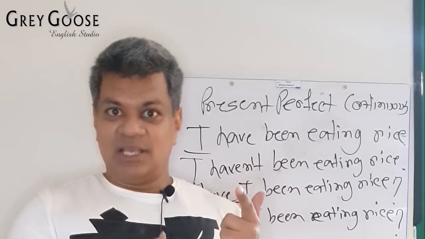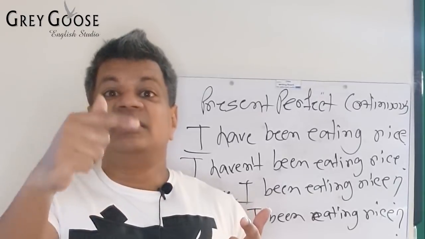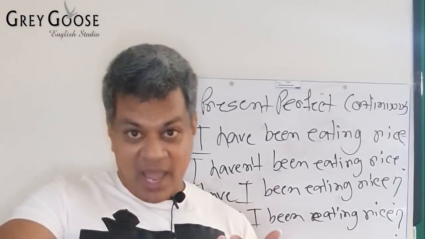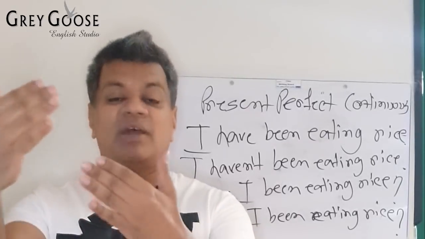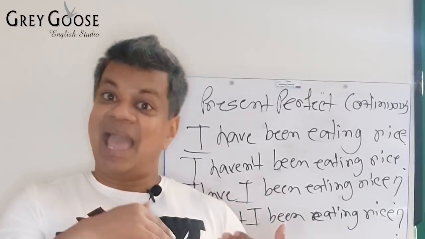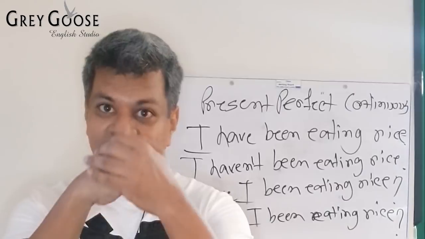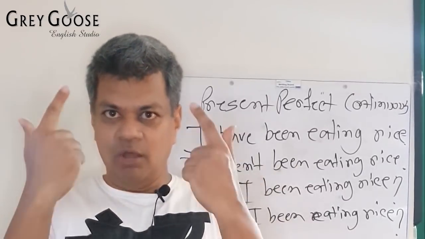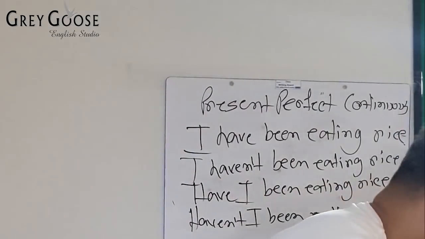I eat rice. I don't eat rice. Do I eat rice? Don't I eat rice? I am eating rice. I ain't eating rice. Am I eating rice? Ain't I eating rice? I have eaten rice. I haven't eaten rice. Have I eaten rice? Haven't I eaten rice? I have been eating rice. I haven't been eating rice. Have I been eating rice? Haven't I been eating rice? If possible, try and say the whole thing in one breath. No, not possible. Okay, anyway, done.